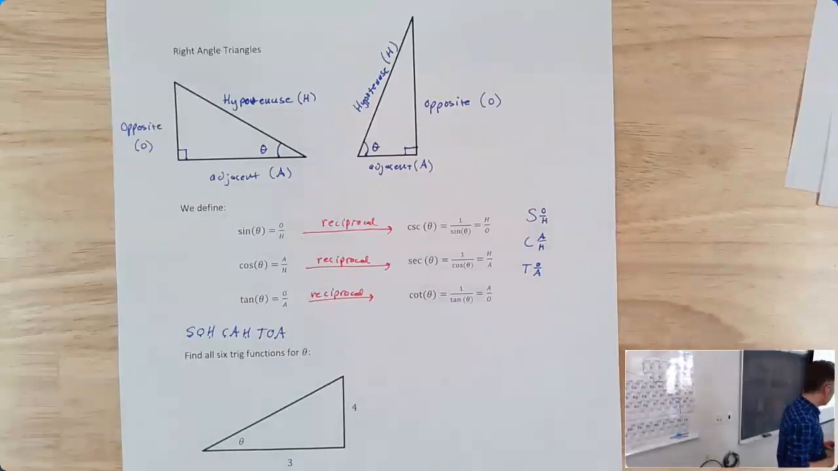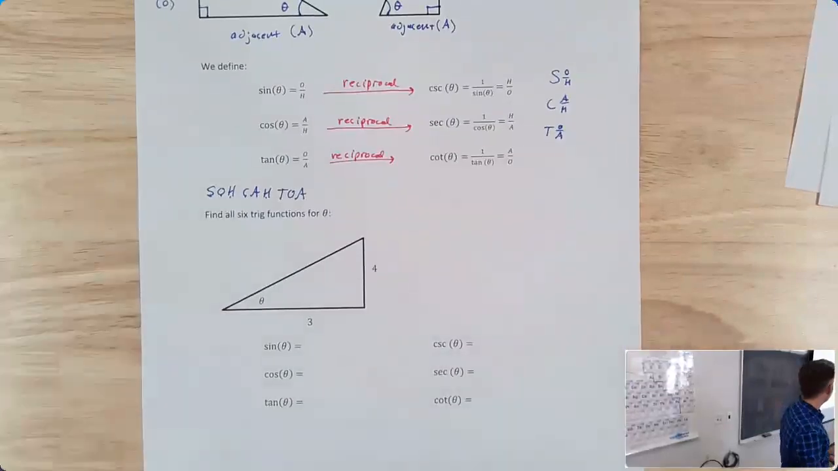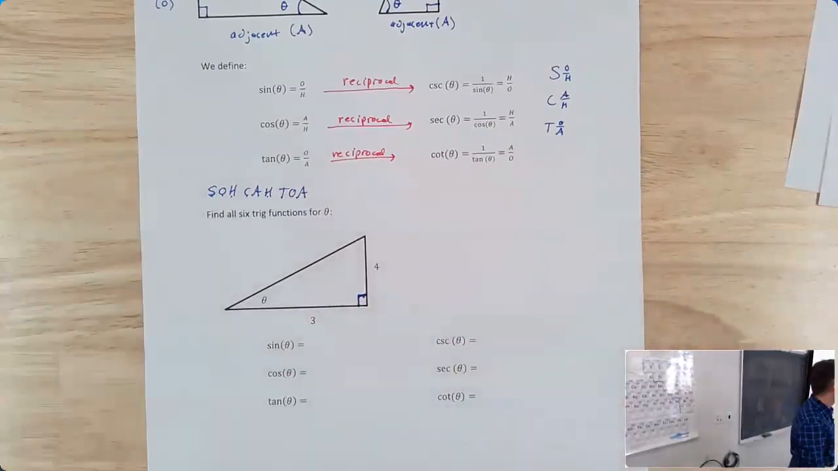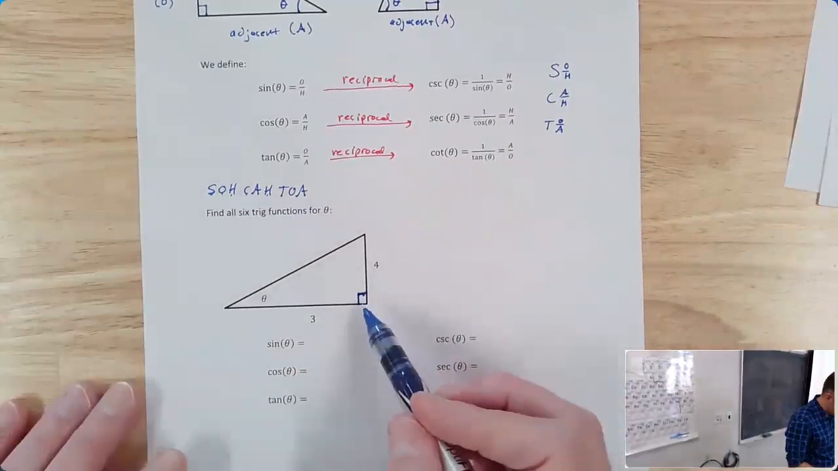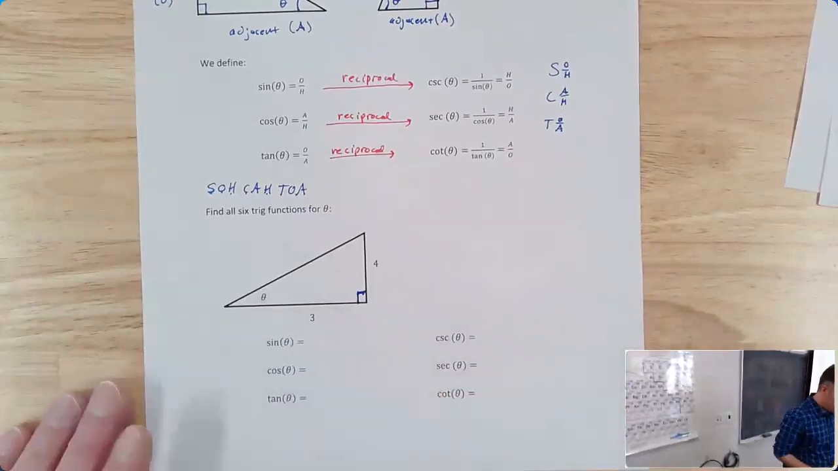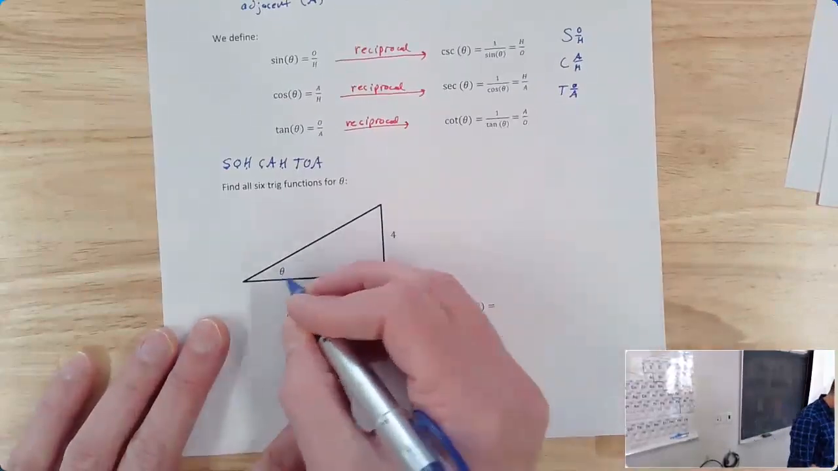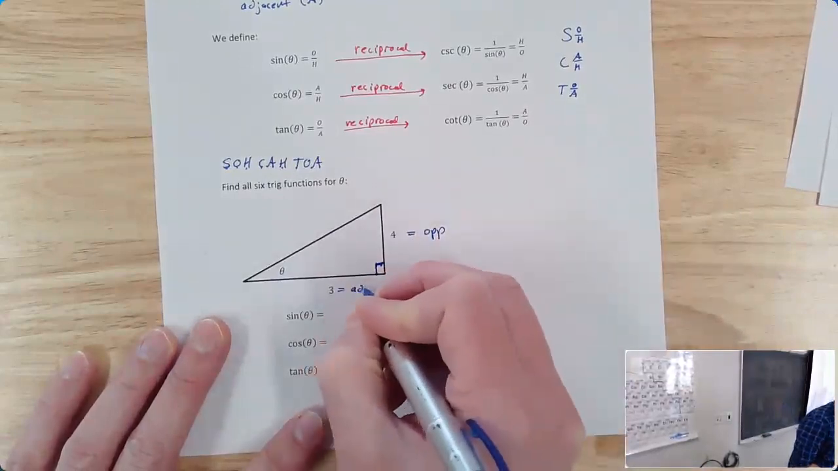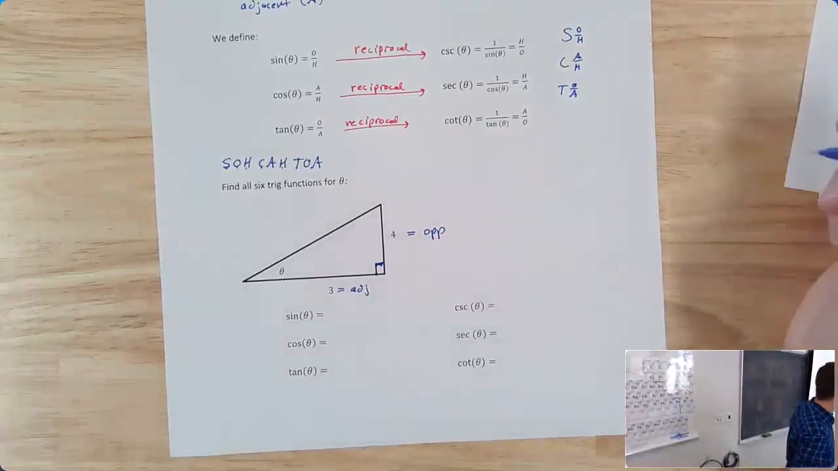So we can use these trig functions to find the trig functions of any given right triangle. So here's a right triangle. Typically they should draw that little square thing in the corner to really make you know that it's a right triangle. So in this triangle, for that angle theta, 4 is the opposite side, 3 is the adjacent side, and we don't actually have the hypotenuse.